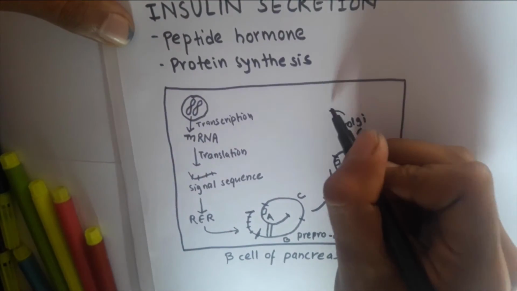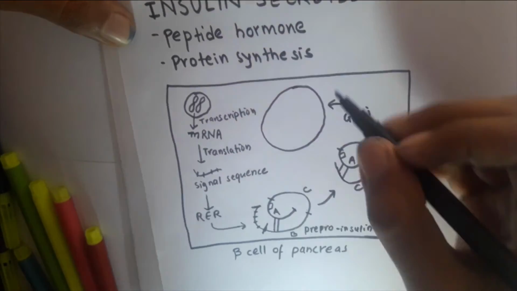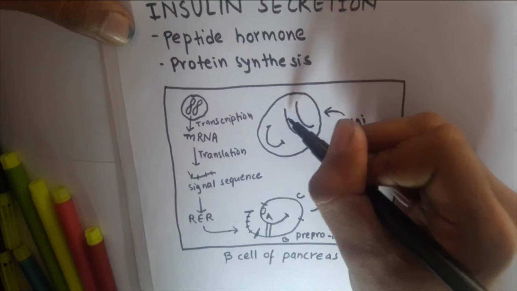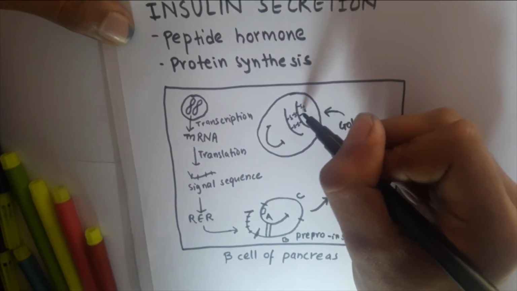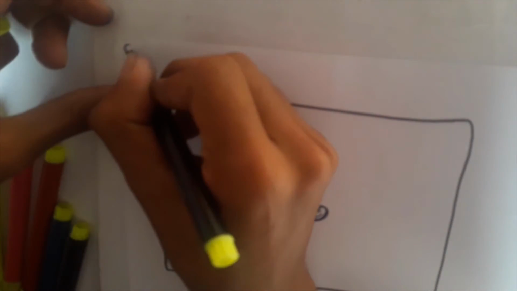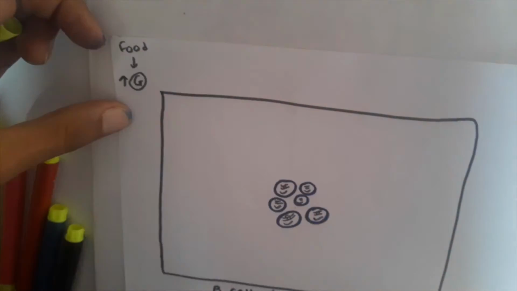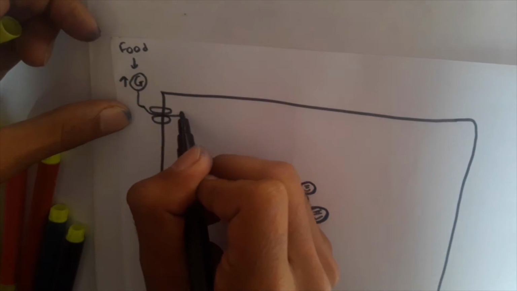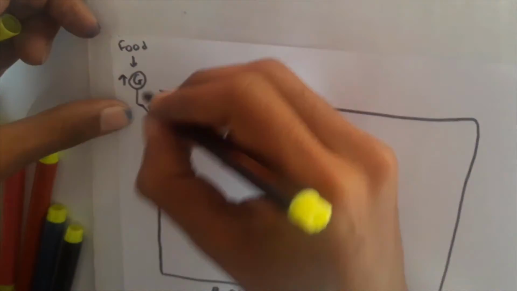So in the Golgi, this insulin is packaged in a secretory vesicle where C-peptide is clipped off and insulin is formed and is stored within the vesicle. So what causes insulin release? When we take food, all nutrients in blood get increased. Basically it is the increased glucose that triggers the insulin release.